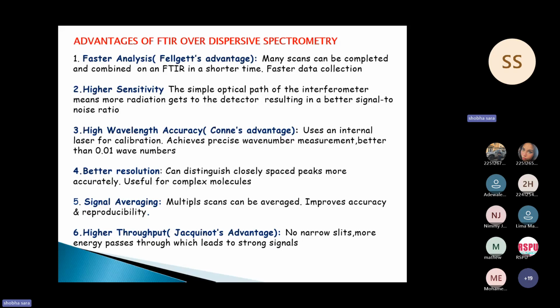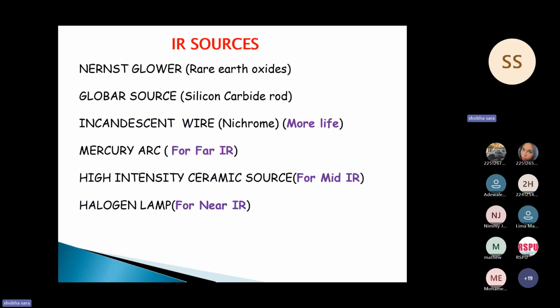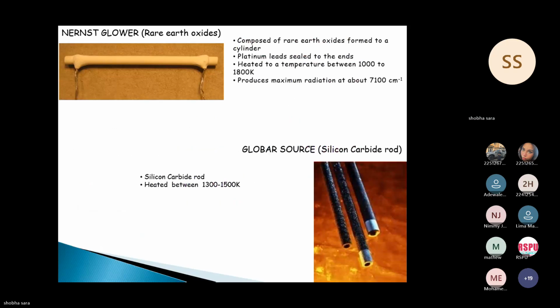Then the signal averaging multiple scans can be taken, and since there are no narrow slits, more energy passes, which gives better signals. Now, some of the sources of IR, like the Nernst glower, are not very important. These are the sources that are available. These are the pictures of the sources. Each has a different temperature. Incandescent wire, mercury.